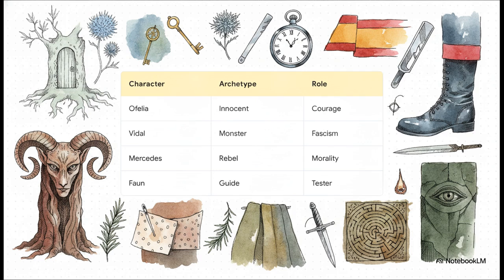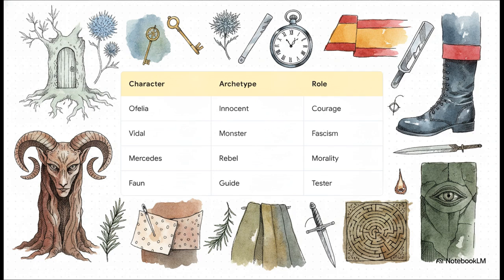Now, compare him to Mercedes, our quiet rebel. She represents emotional strength and really acts as the film's moral backbone, fighting this covert resistance right under Vidal's nose. We also have Carmen, Ophelia's mother, who represents fragility, survival, and honestly, the tragic cost of submission. And of course, we can't forget the Faun, who acts as this really ambiguous guide, constantly testing Ophelia's morality.